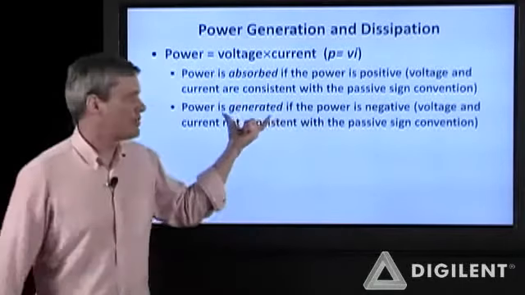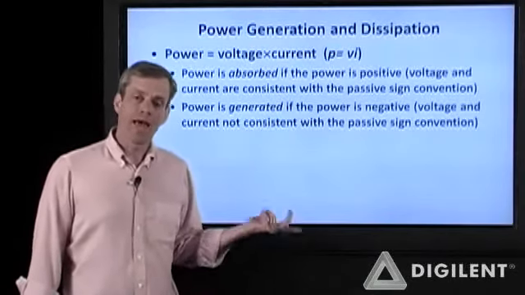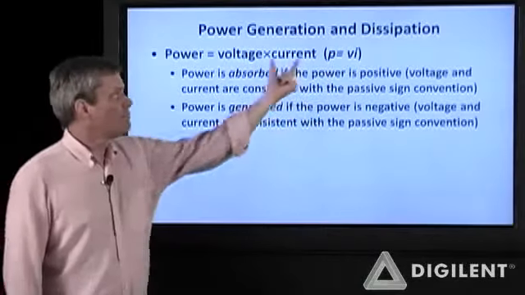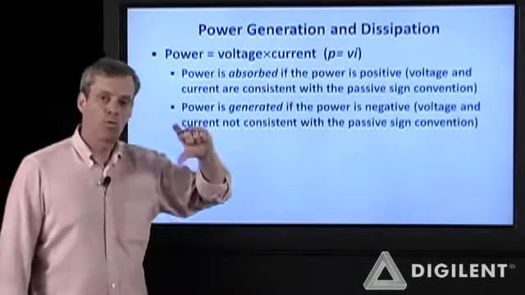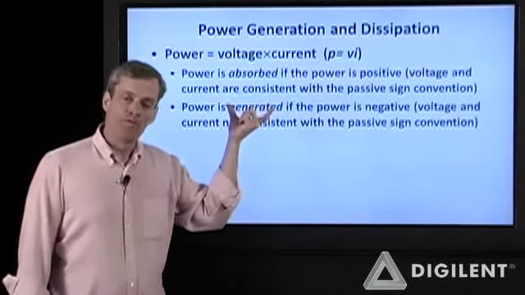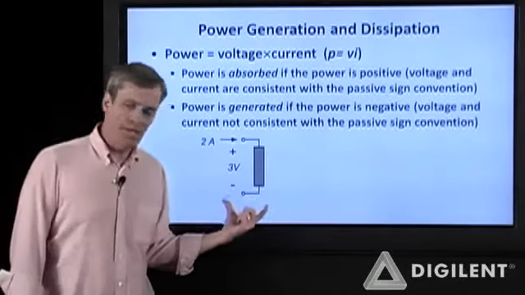Okay? If they both have the opposite sign to what is assumed, then power is still positive. It simply means that you've swapped both the voltage polarity and the current direction, but current is still entering the positive voltage node. Quick example.